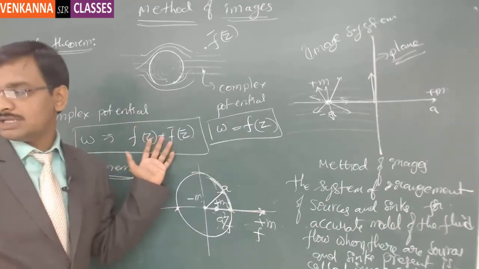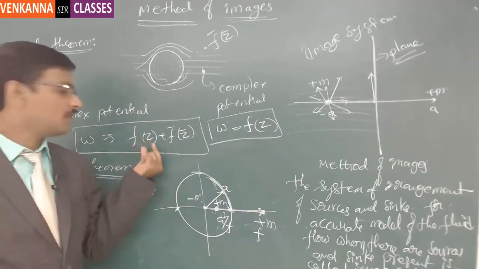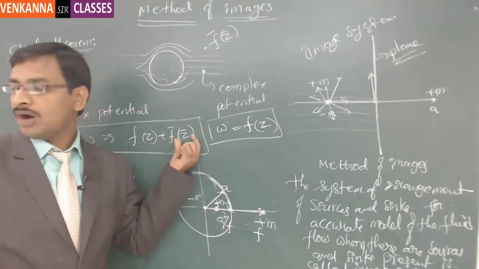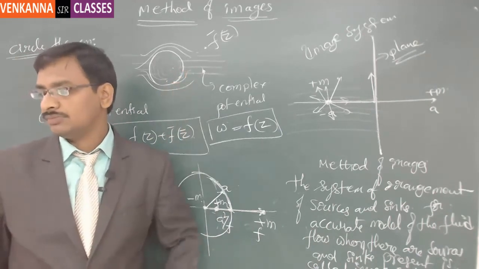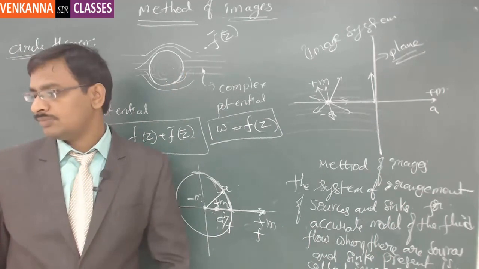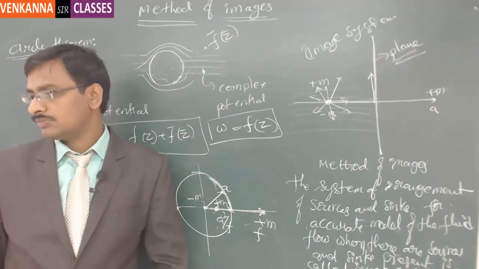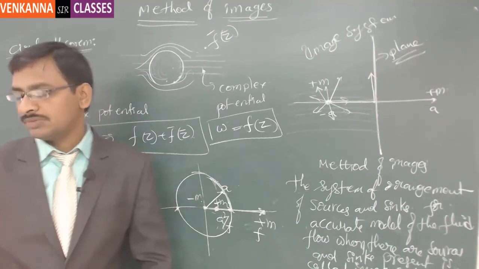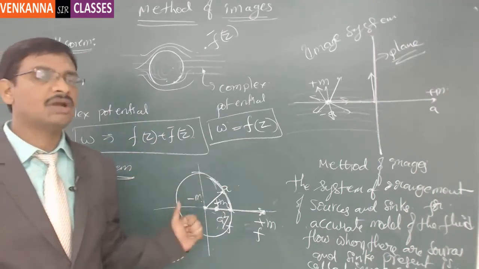This circle theorem says that at any instant, the complex potential will be the sum of f of z plus f bar of z bar after introduction of any cylinder. Clear? Understood or not? Is this understood? Okay. So this is just the method of images.